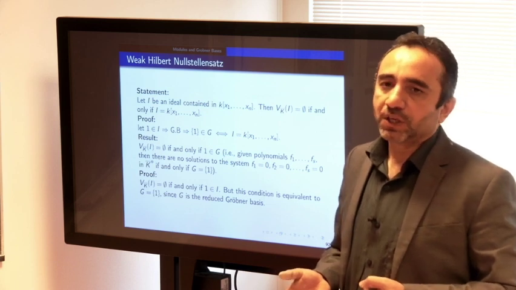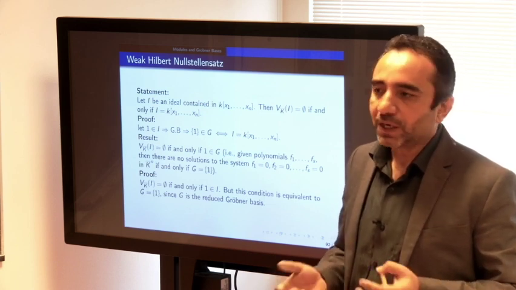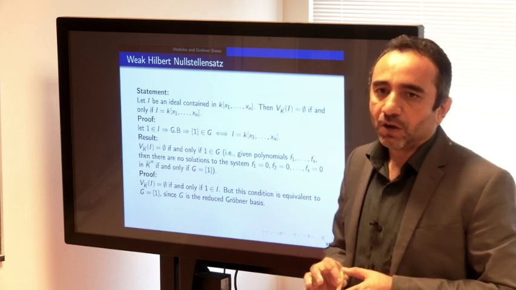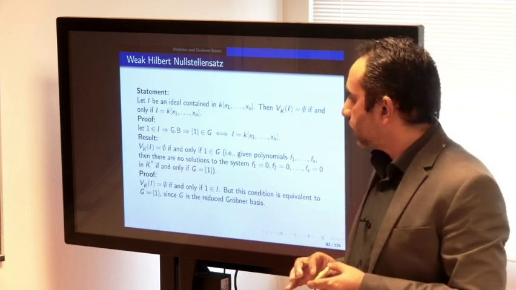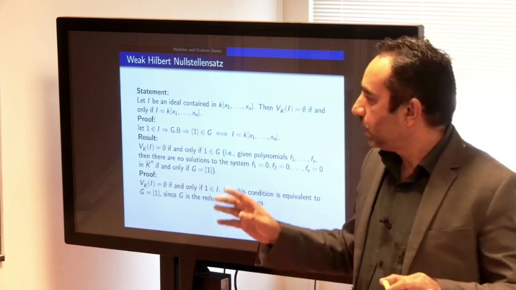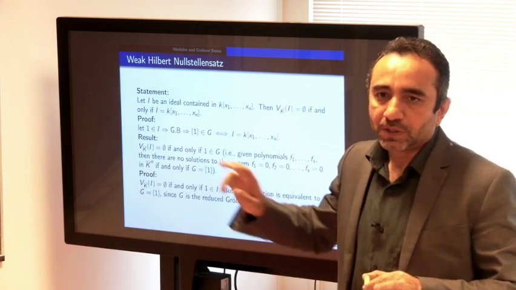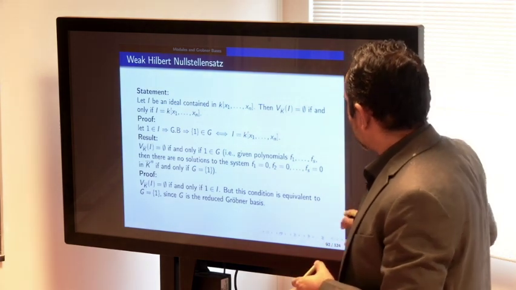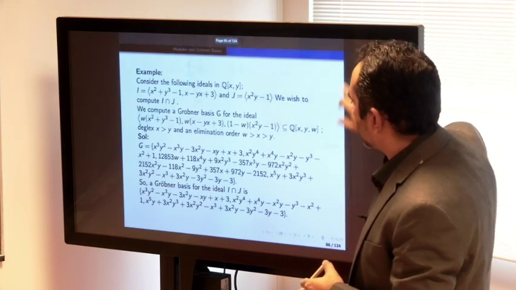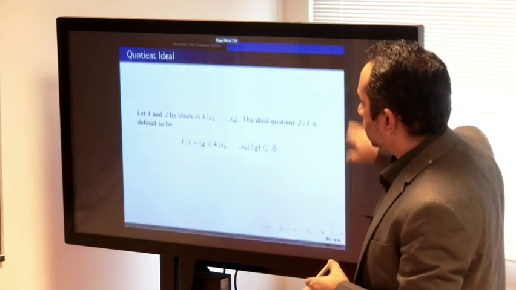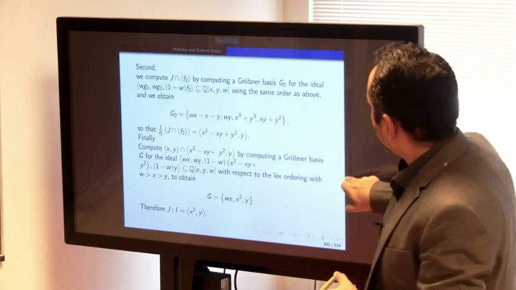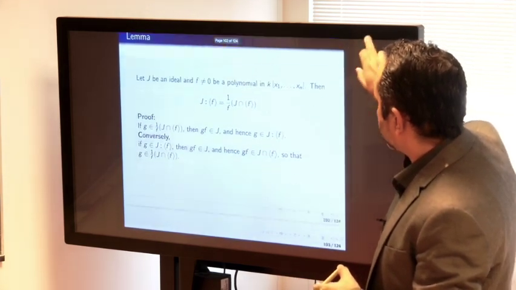We simply need to compute its Gröbner basis, and if the Gröbner basis contains 1, that means the variety of I is empty. If one belongs to the Gröbner basis, there is no element for which all polynomials in I are equal to 0. Okay, so we will use this result in finding the coloring of a graph. So let's move to the last part of this mini course.